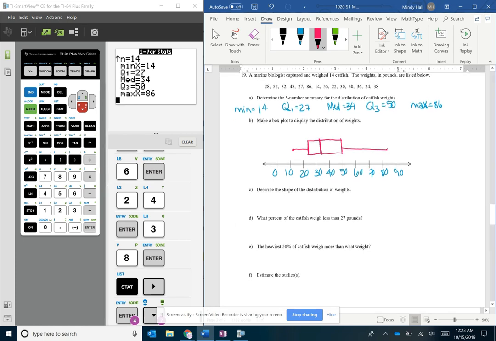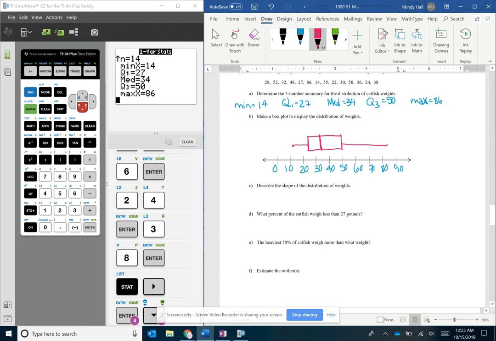So looking at the distribution of weights, I would say this is skewed right because there's less data on the right side of the box plot.